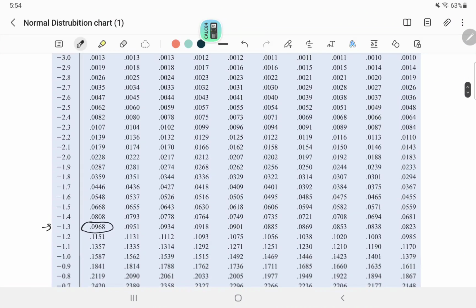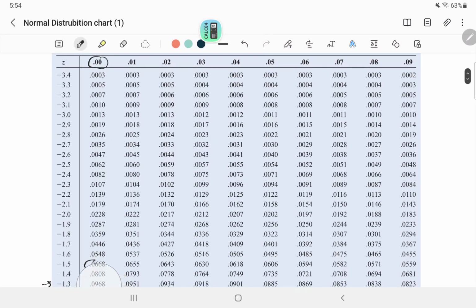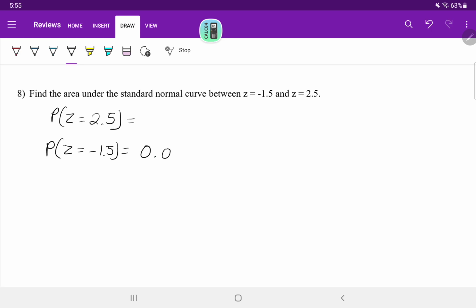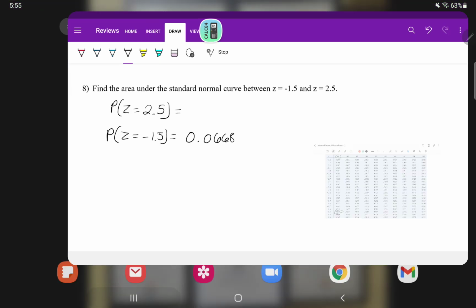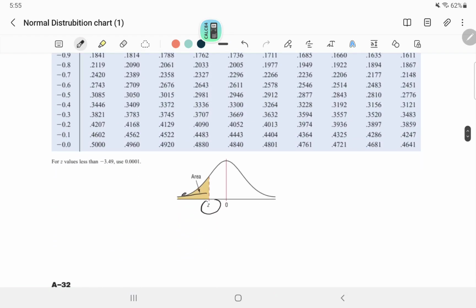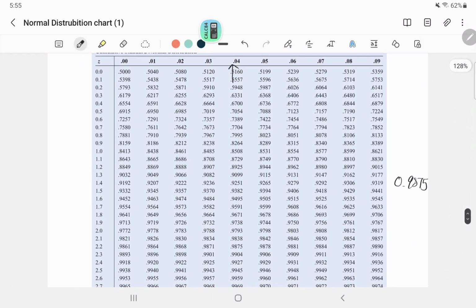So we're down here at the negative section, negative 1.5. It's the same thing as saying negative 1.50. And that probability is going to be 0.0668. Let's write that down. Now let's look at the probability for z equals 2.5, which is going to be on the positive side. 2.5 is the same thing as saying 2.50, and that's going to be right here, 0.9938.